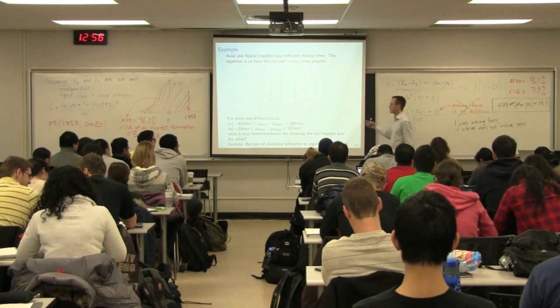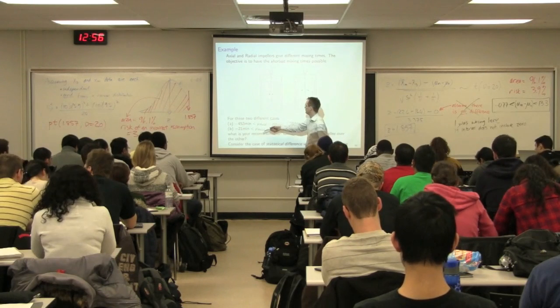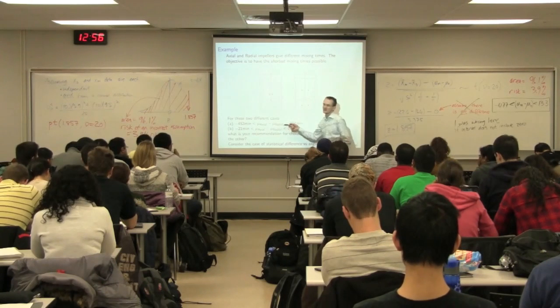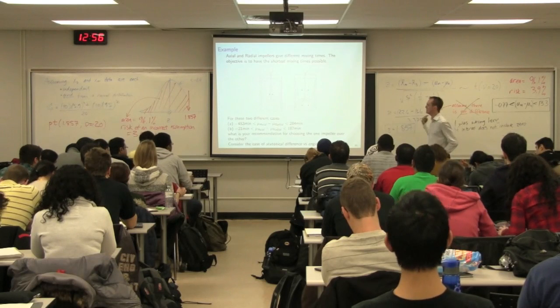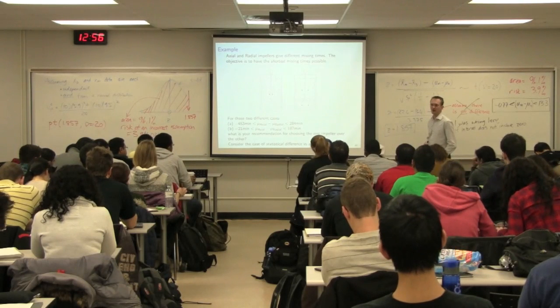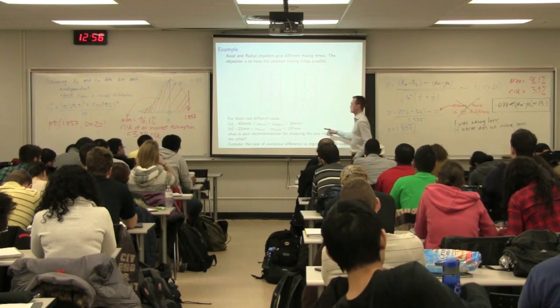So work through it, you can sub in some values: put in 400 seconds for axial and 600 seconds for radial. 400 minus 600 is negative 200. So the axial impeller has a shorter mixing time.